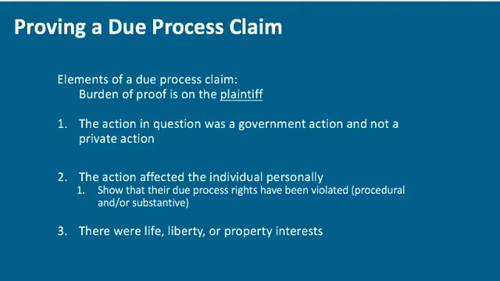Okay. So in order to actually prove a due process claim, there are 3 elements that the court will examine. And similar to our lesson on negligence, we're looking at a burden of proof being on the plaintiff. The plaintiff who's filing the due process claim feels like their due process rights have been infringed upon. They have to prove these 3 elements in order to be successful.